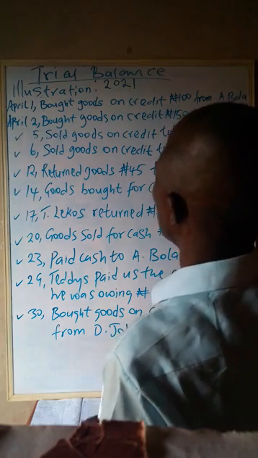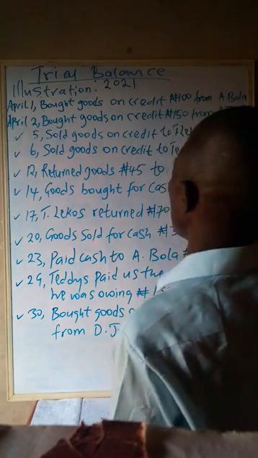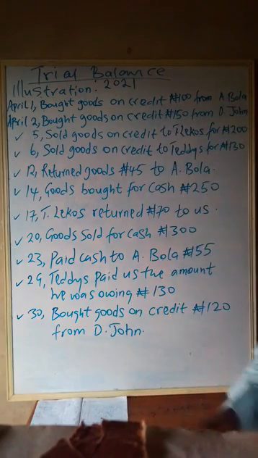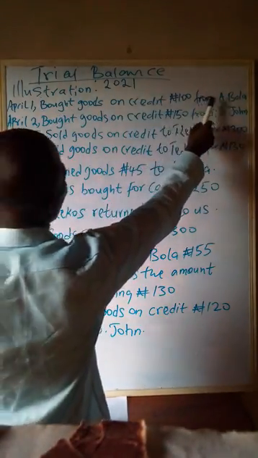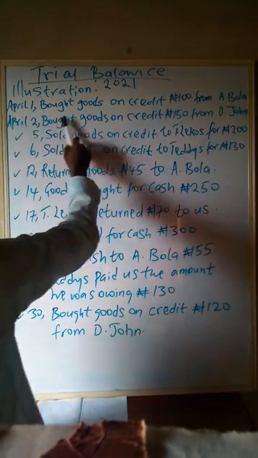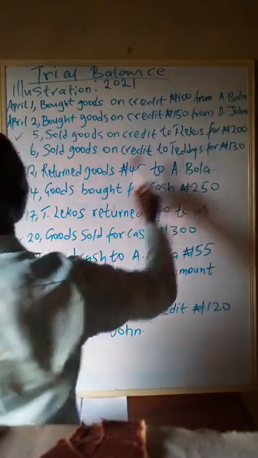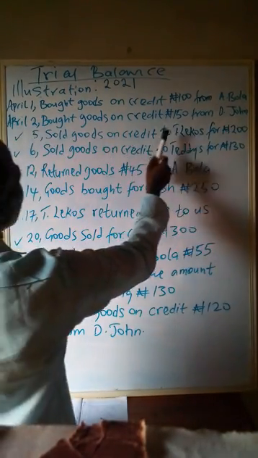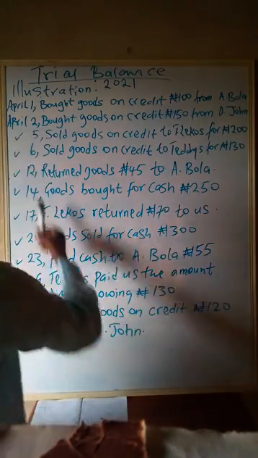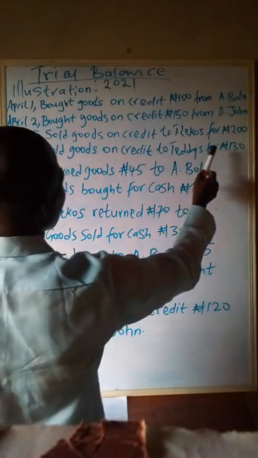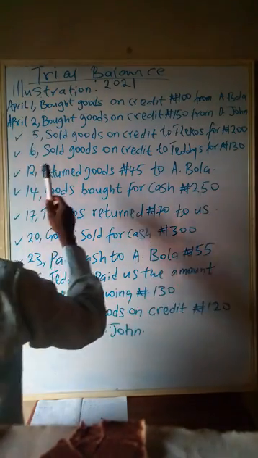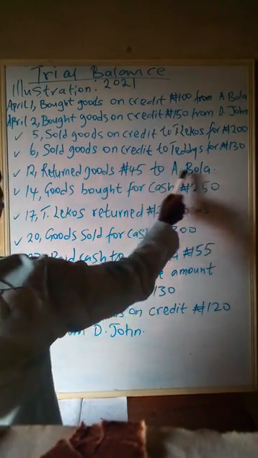But today we are going to extract the balances. Then in the next video we are going to open the trial balance. So let me just read the illustration. April 1st, bought goods on credit, 100 naira from Ebola. April 2nd, bought goods on credit, 150 from D. John. April 5th, sold goods on credit to T. Likos for 200 naira. April 6th, sold goods on credit to Teddy's for 130 naira. April 12th, returned goods for 45 naira to Ebola.